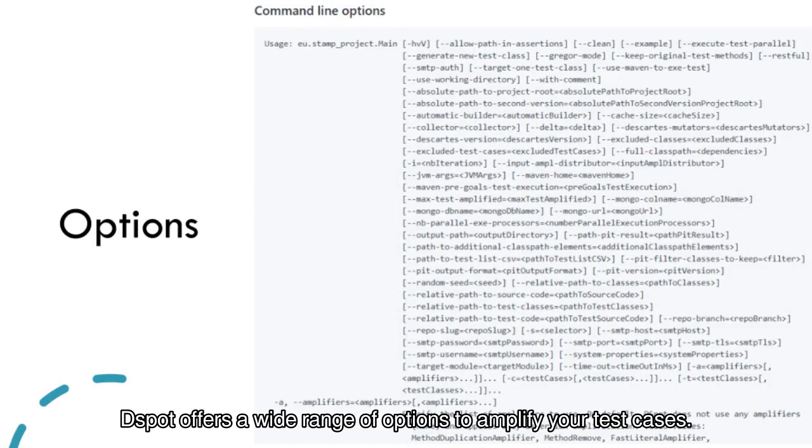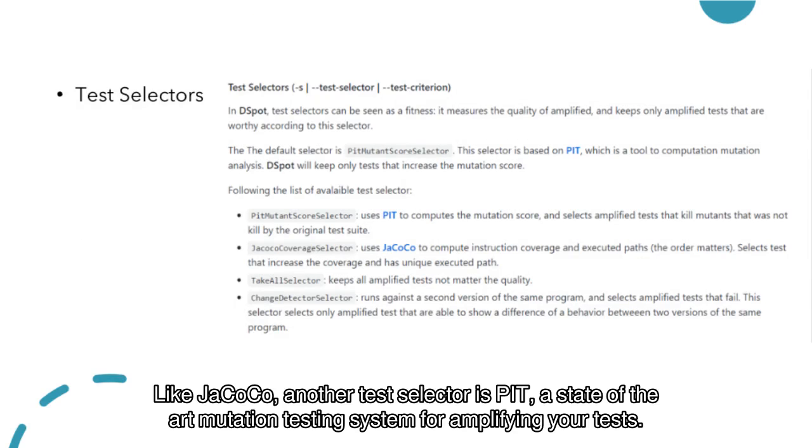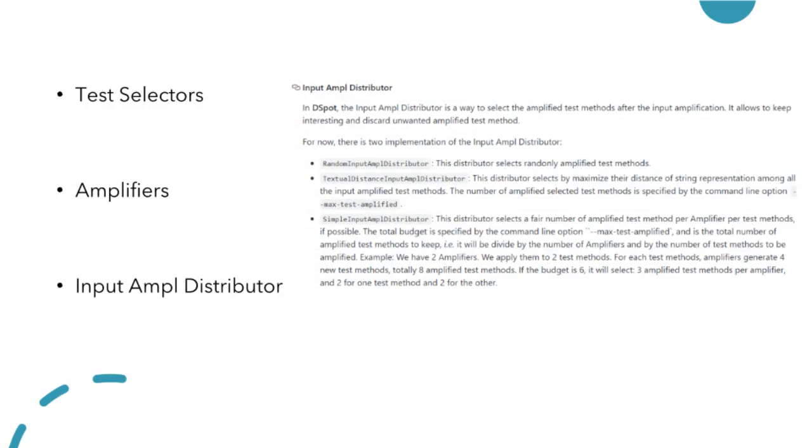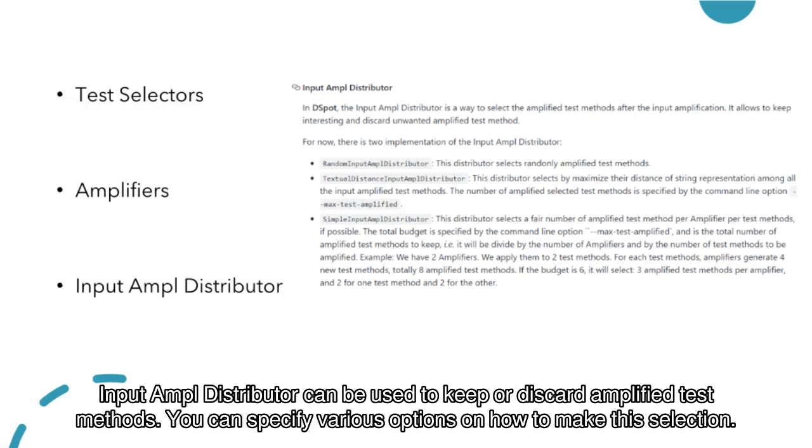DSpot offers a wide range of options to amplify your test cases. Like JaCoCo, another test selector is Pit, a state-of-the-art mutation testing system for amplifying your tests. Amplifiers can target specific parts of your test case. With DSpot you can amplify based on string literals, return values, etc. Input amplification distributor can be used to keep or discard amplified test methods. You can specify various options on how to make this selection.